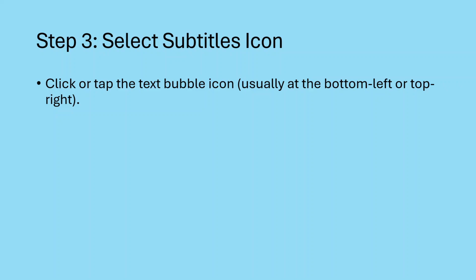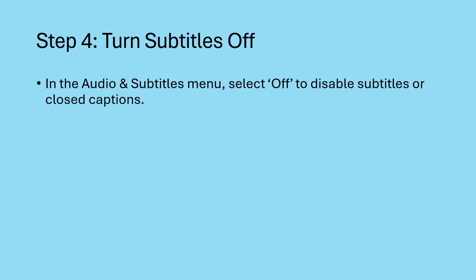Step 3, select subtitles icon. Click or tap the text bubble icon, usually at the bottom left or top right. Step 4, turn subtitles off. In the audio and subtitles menu, select off to disable subtitles or closed captions.